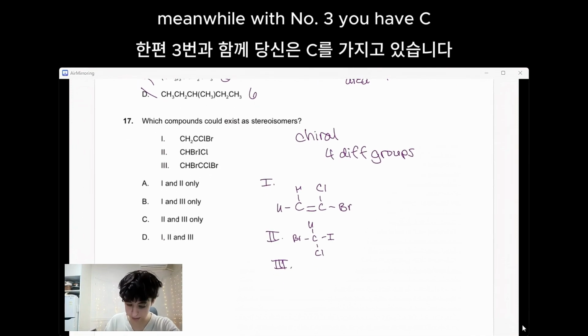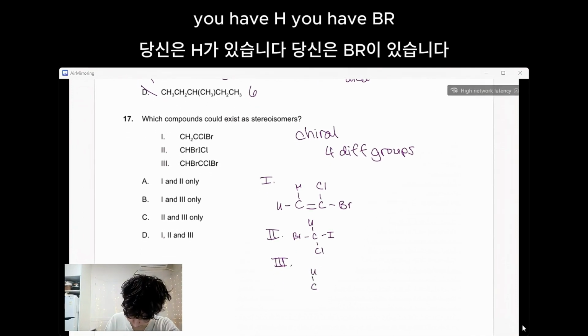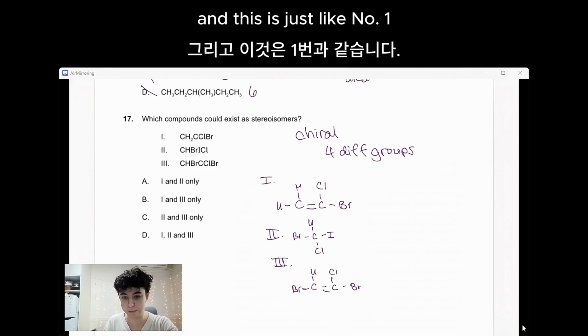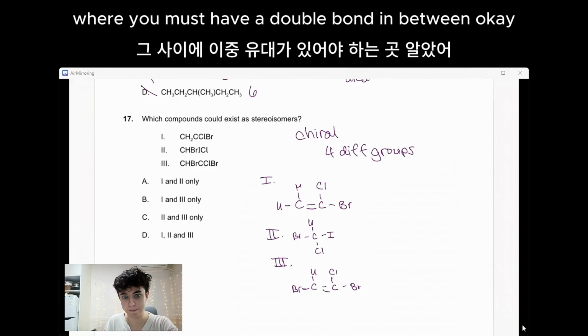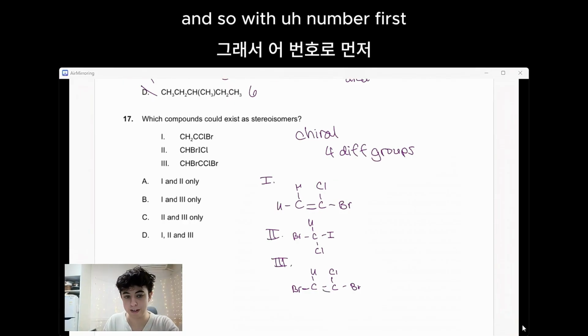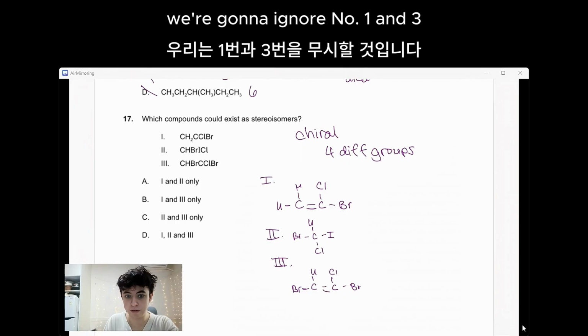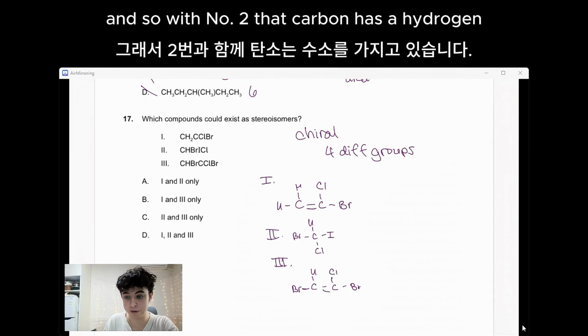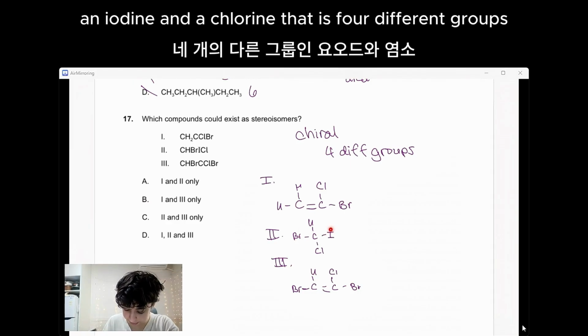Meanwhile, with number 3, you have C, H, Br, C, Cl, and Br. And this is just like number 1, where you must have a double bond in between. Okay, so first we're going to ignore number 1 and 3 with the double bonds and deal with number 2. With number 2, that carbon has a hydrogen, a bromine, an iodine, and a chlorine.